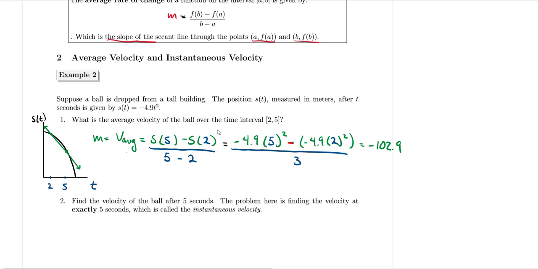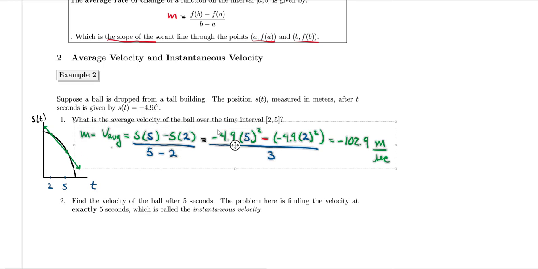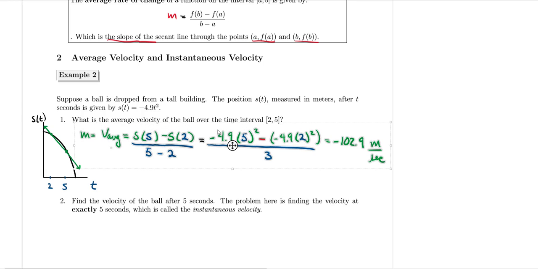Now, what were our units? The time was measured in seconds and the position in meters, so it's meters per second. So this is the average velocity. Notice it is negative. That makes sense because the object is falling, coming down closer to the ground. It's coming down due to gravity, so it has a negative velocity, because gravity pulls us down. So this is the average velocity from 2 to 5 seconds.